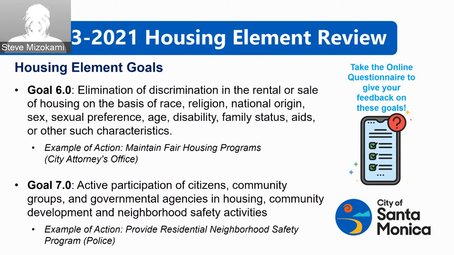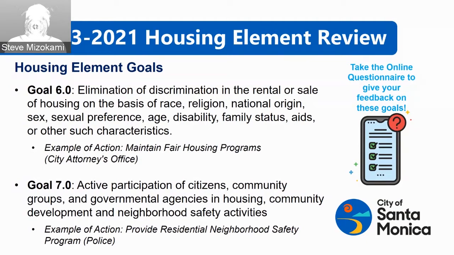So goal 6 would include maintaining fair housing programs, which means educating landlords on practices that meet fair housing laws. And goal number 7, which seeks active participation of our residents and community groups on housing and neighborhood safety. This might include continuing to offer neighborhood safety programs in cooperation and coordination with the Santa Monica Police Department.